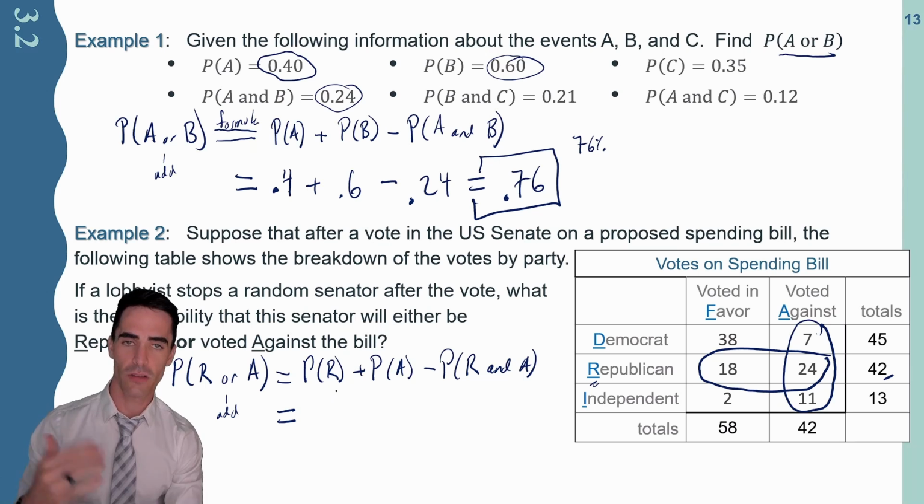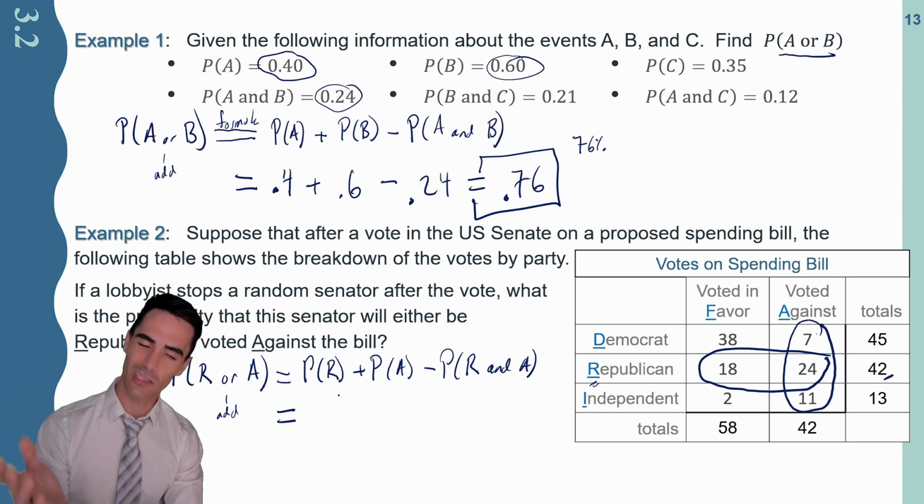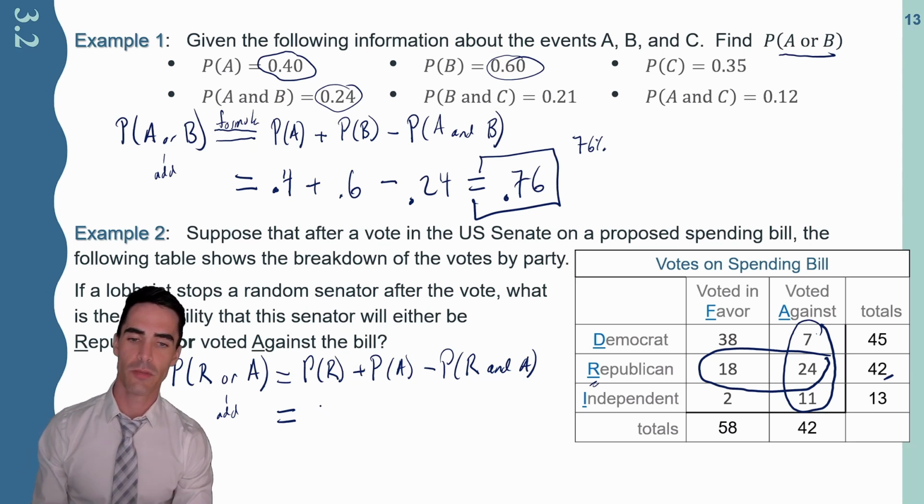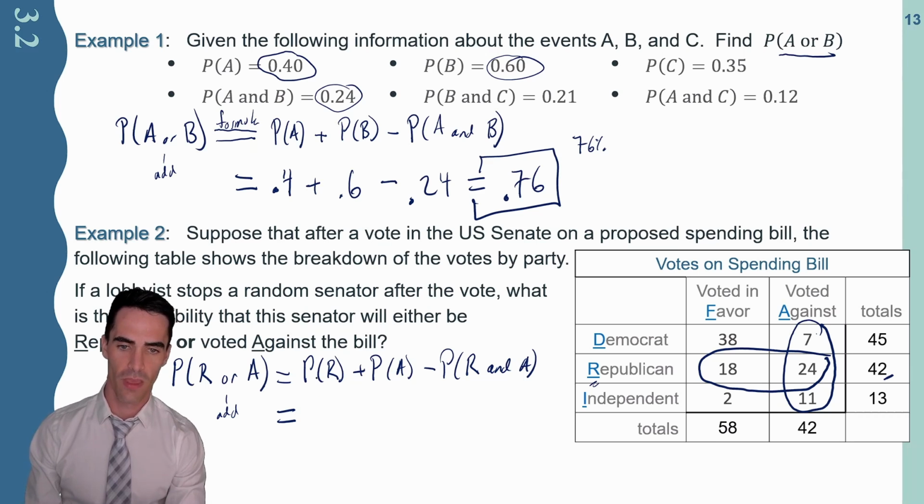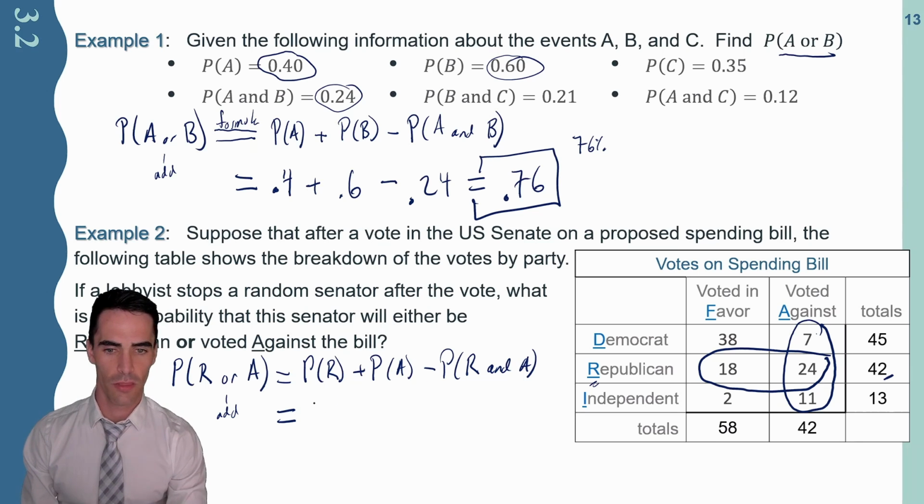And so each of these parts, these probabilities, if you wanted to find them separately, you could. You could also find them together. But let me show you using the formula. For Republicans, again, they're my little circle there, 18 plus 24. There are 42 of those individuals divided by the total, which is 100.